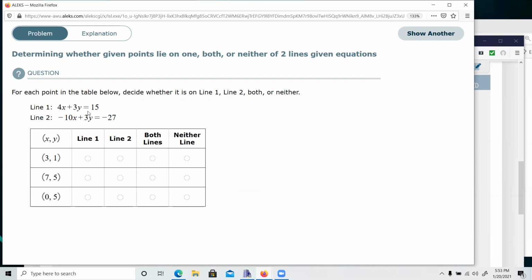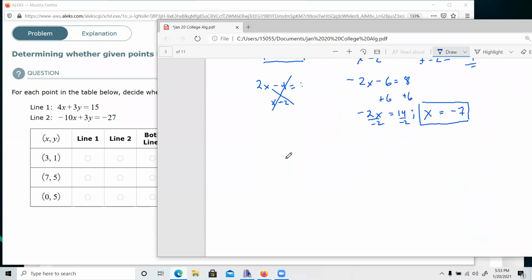So it looks like we have two lines here. Okay, and they just want us to test these points in here to see if we get something that's true. Now, wow, they really want us to be very detailed here.